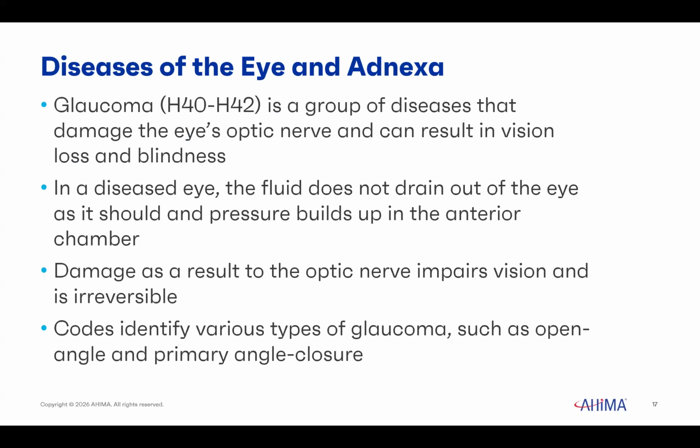Glaucoma, which falls into code categories H40 through H42, is a group of diseases damaging the optic nerve due to increased intraocular pressure. The codes identify the types such as open angle or angle closure.